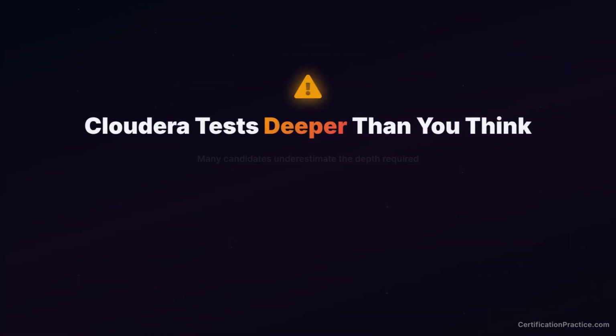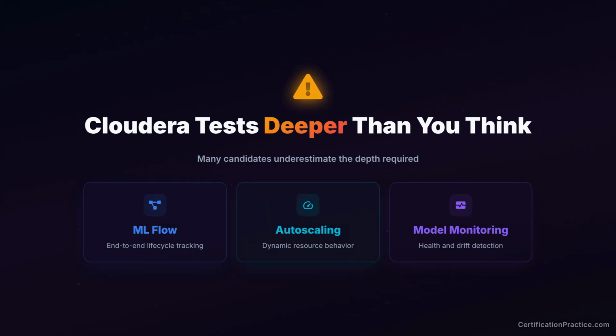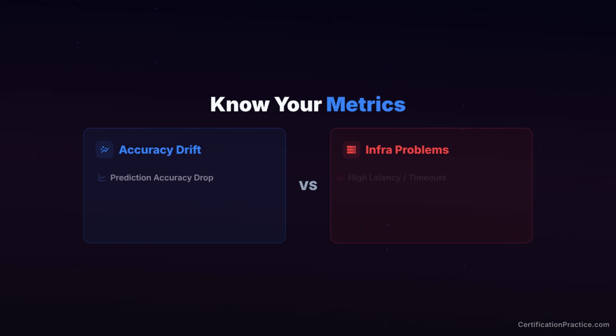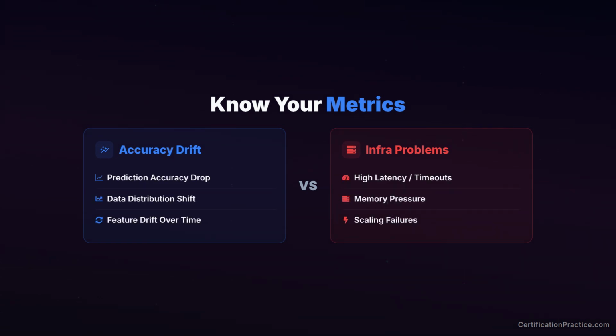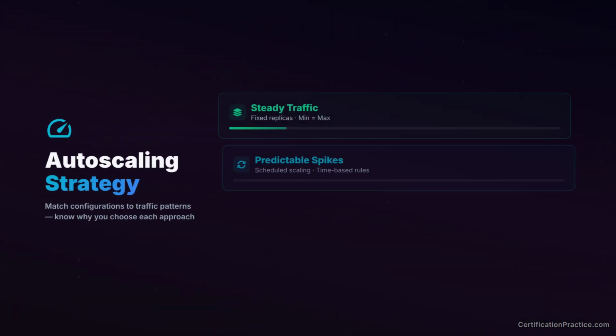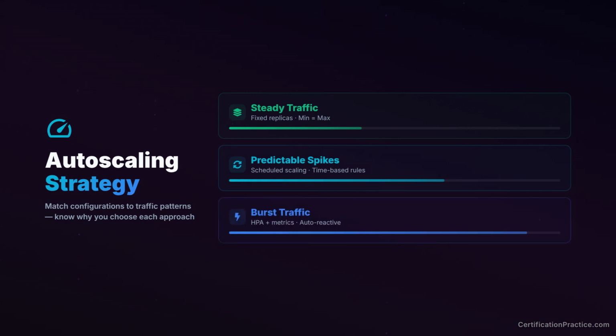Another key point involves the deployment section at 18%. Many candidates underestimate how deeply Cloudera tests your understanding of MLflow, auto-scaling behavior, and model monitoring. You should know what metrics indicate accuracy drift versus infrastructure problems. Practice explaining why you'd choose specific auto-scaling configurations for different traffic patterns.